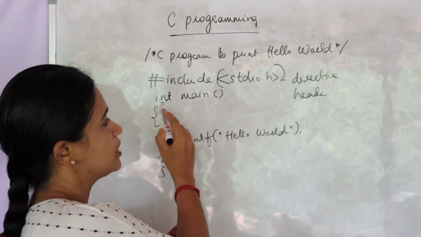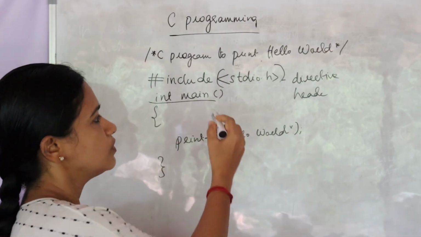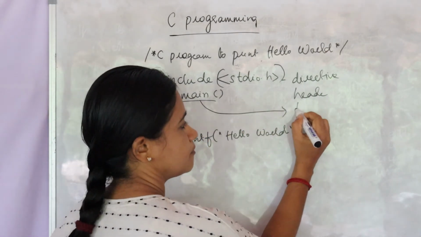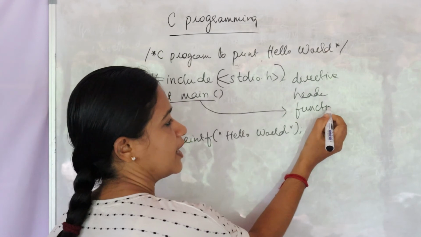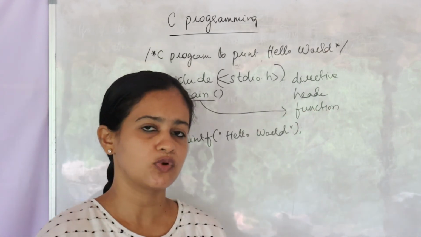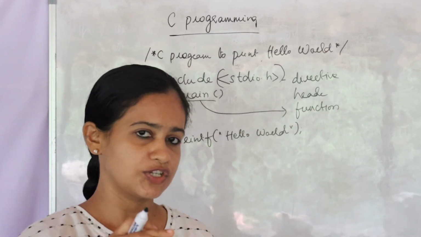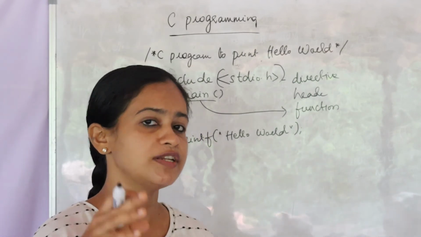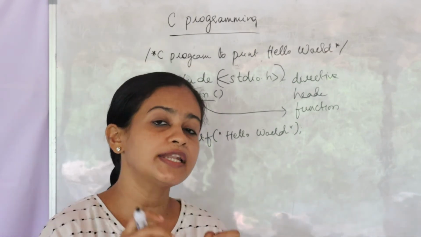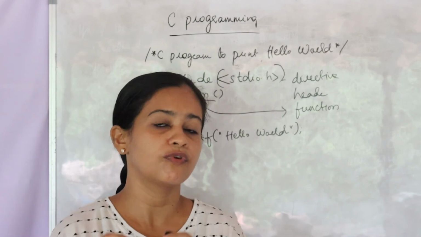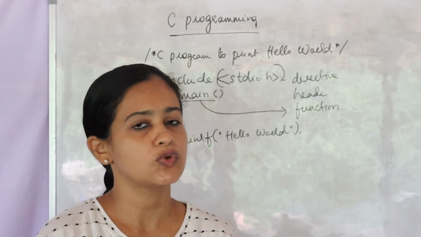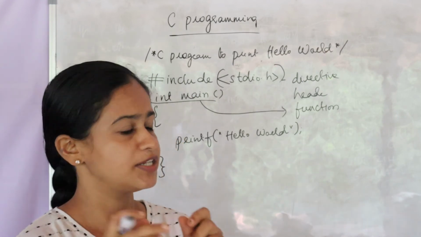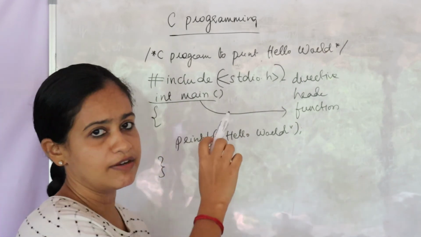Then I have int main. This main is called a function. Whatever instructions we write in a C program, we write within a function. This main is a very important function in a C program. This is the starting point of execution for every C program. So whatever program you write, it has to have a main function in it. So this is the main function.